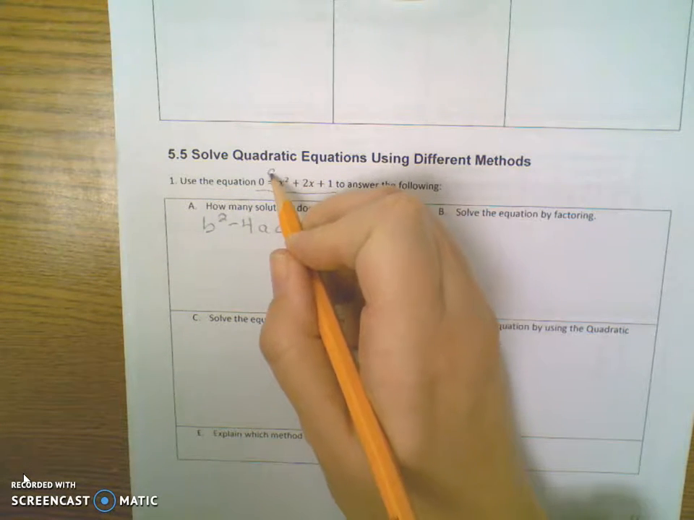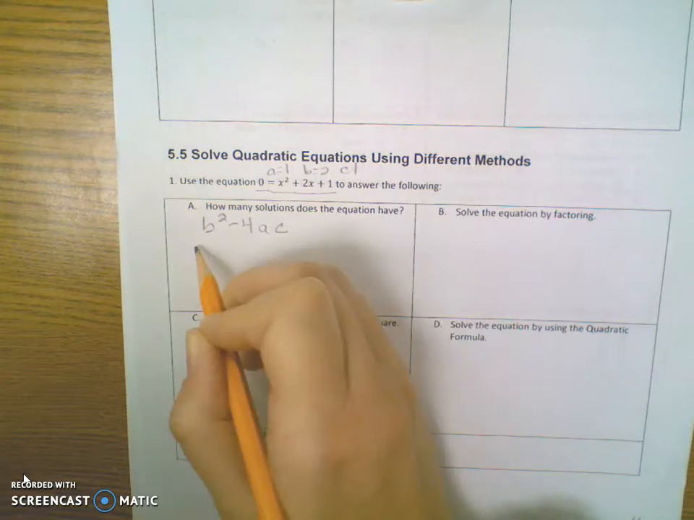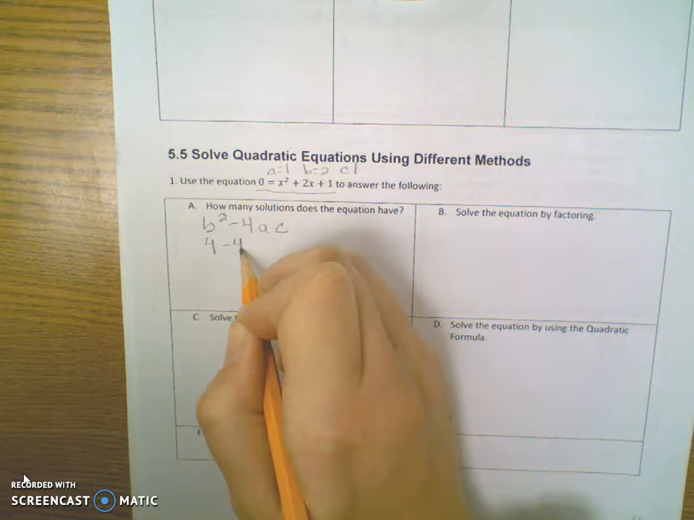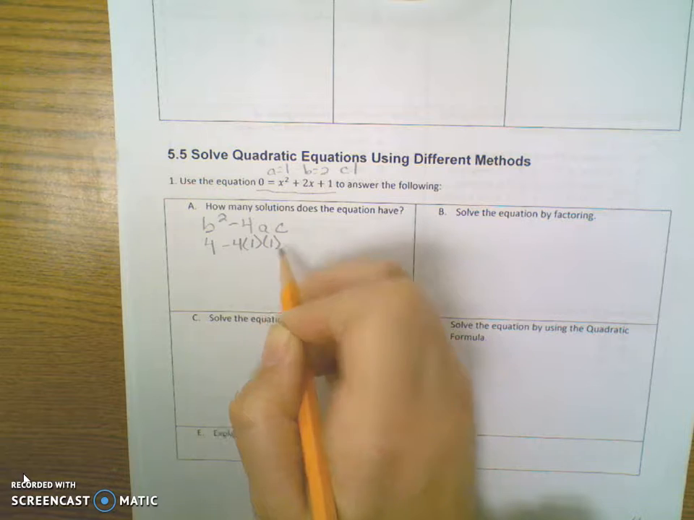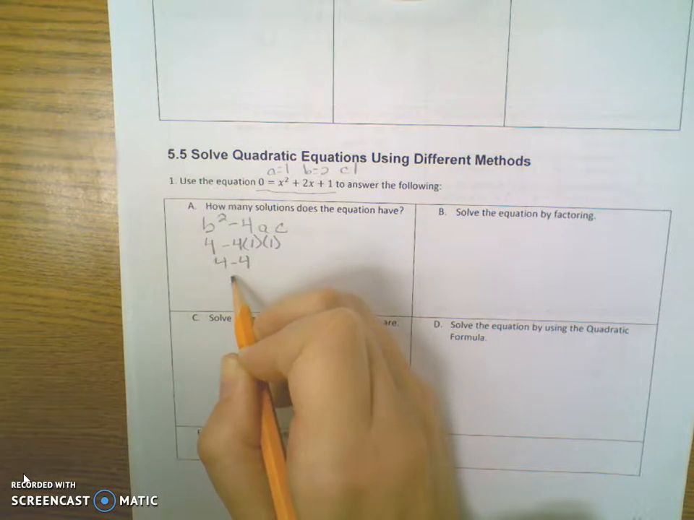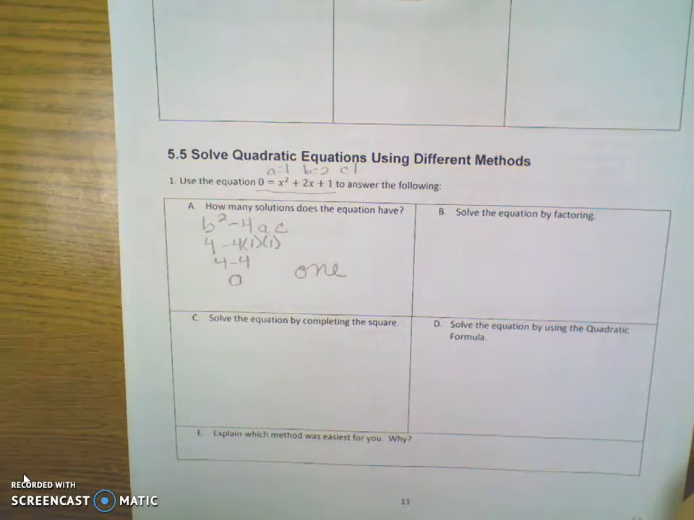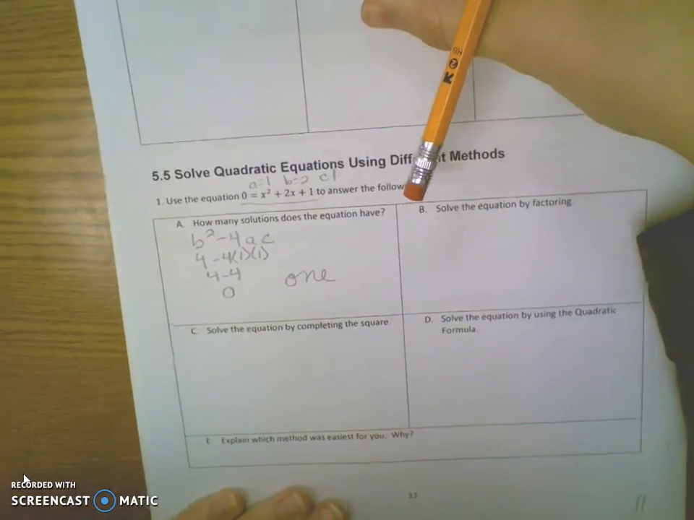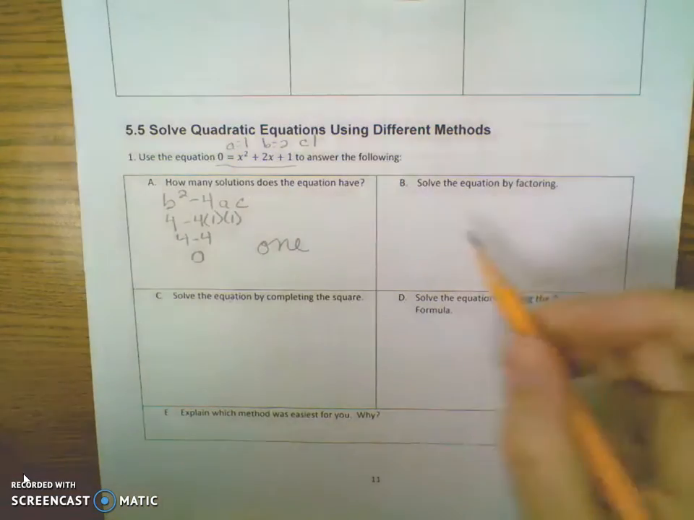So our a is 1, our b is 2, and our c is 1. That means that b squared is 4, minus 4 times a, which is 1, times c, which is 1. So 4 minus 4 is 0, and if we have 0, then we only have one solution that we're looking for. And then we're going to solve it a few different ways and just take a look at which one's easier.